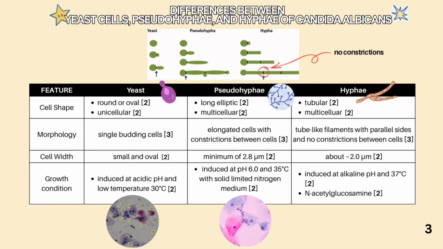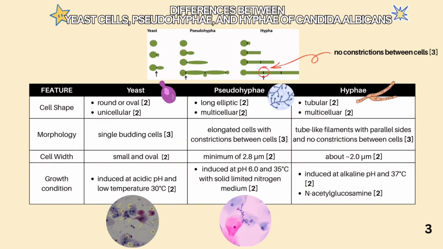Finally, the hyphae form is a tubular and multicellular organism, consists of long tube-like filaments with parallel sides and no constriction between cells. Unlike pseudohyphae, the septa in true hyphae do not produce the pinched appearance, giving the filaments a continuous tube-like structure about 2 micrometer in size.